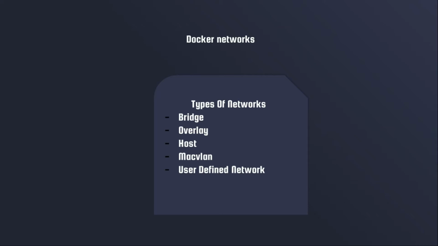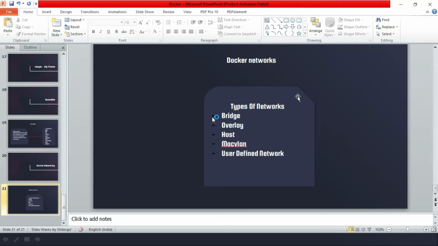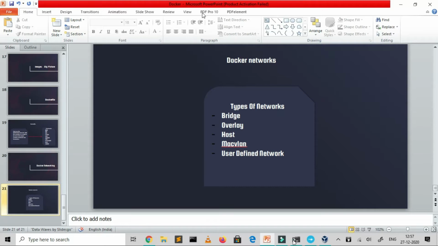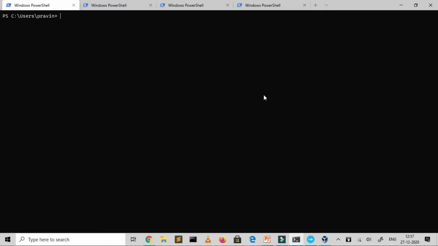Mac VLAN is similar to host, where you can directly address the container by using the MAC address of that particular container. And the user defined one is where you can define your own network by using any of the underlying network drivers like bridge, overlay, host, or MAC VLAN. You can create your own network. So that's enough of theory. Let's go and check in the practical sense how we can utilize these things for our practical purposes.